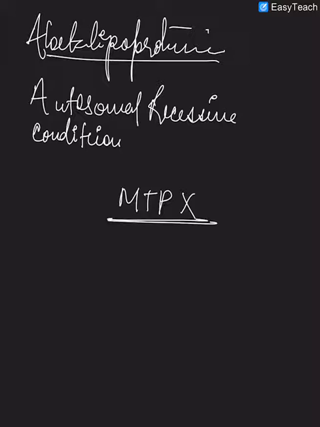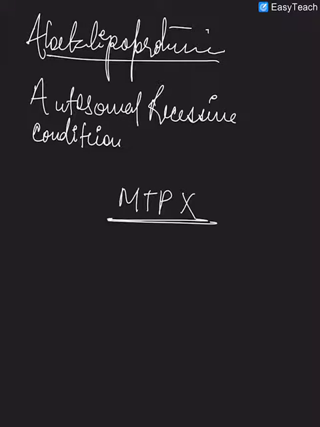So what you need to understand here is that this is an autosomal recessive condition. Keep in mind, most of the biochemical disorders are in fact autosomal recessive. So if you have to take a wise guess, it's going to be an autosomal recessive condition always when you are talking about these biochemical diseases.